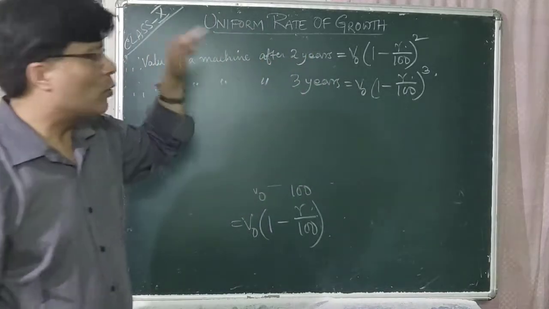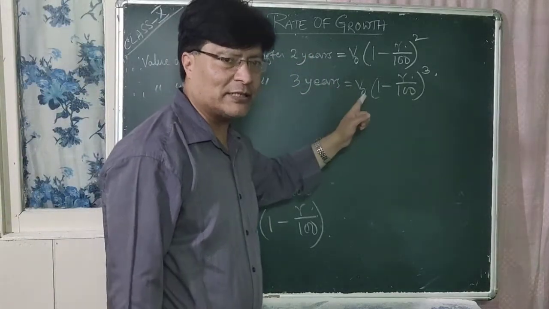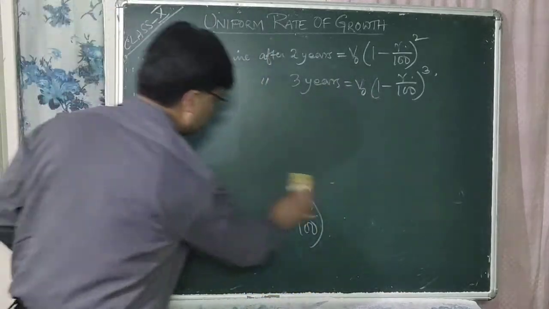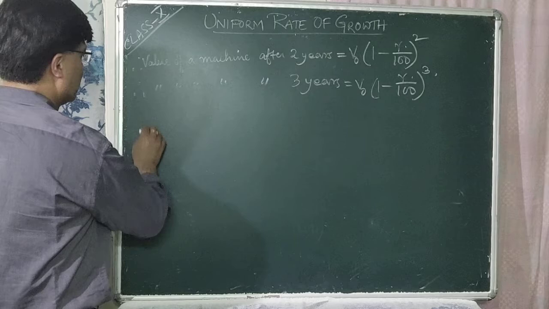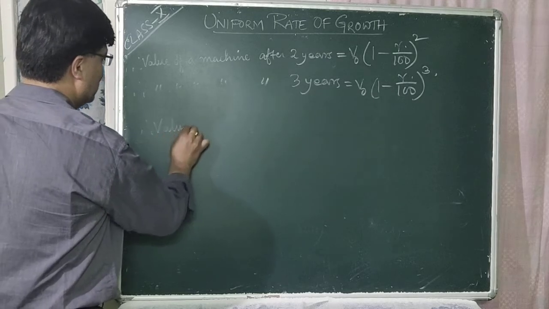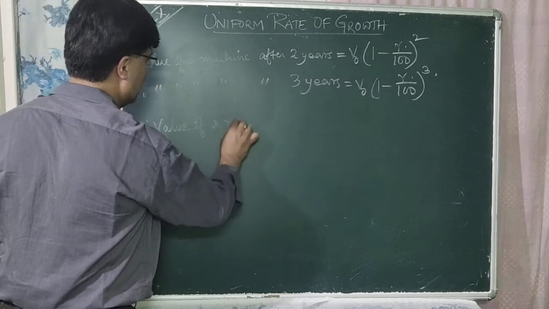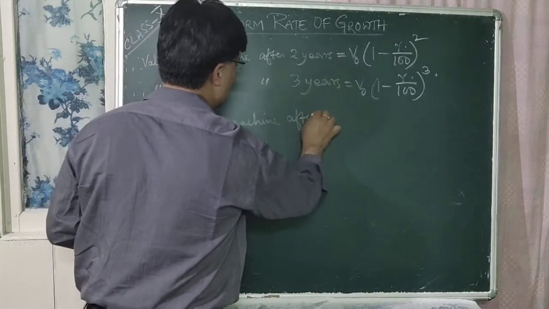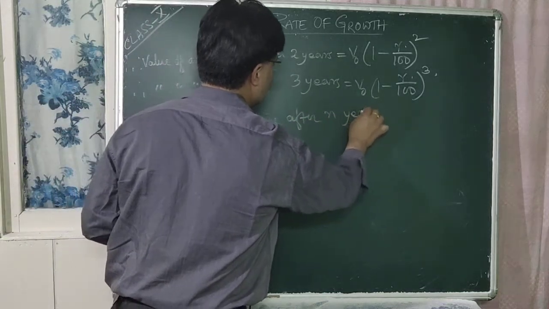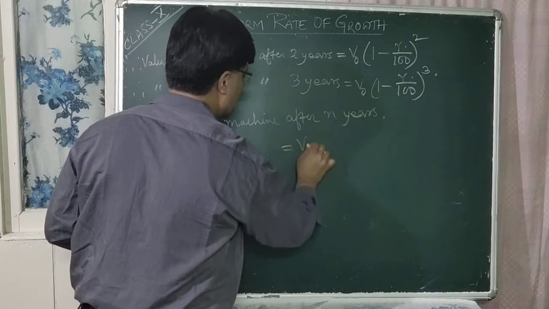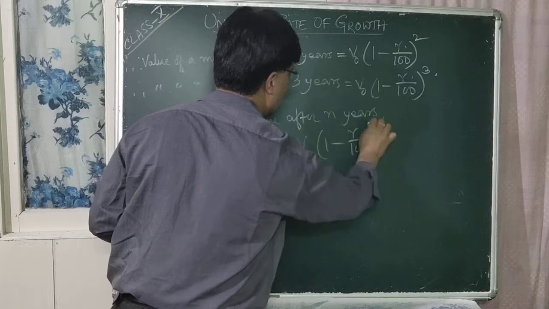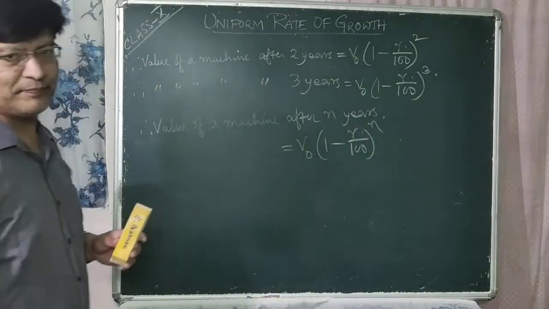In this case, what is the uniform rate of decrease every year? That is R%. So, now, therefore, value of a machine after how many years? N years is equal to what? V0 1 minus R upon 100 whole to the power n.